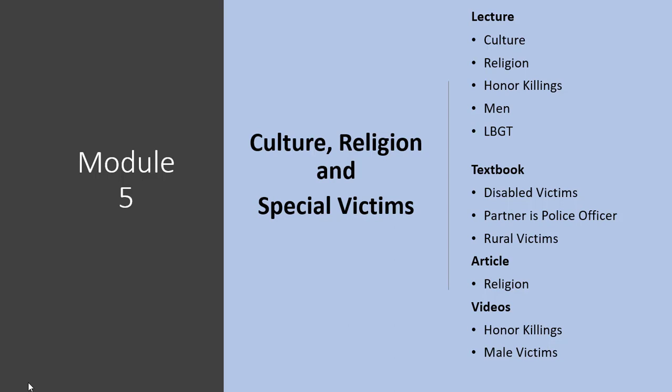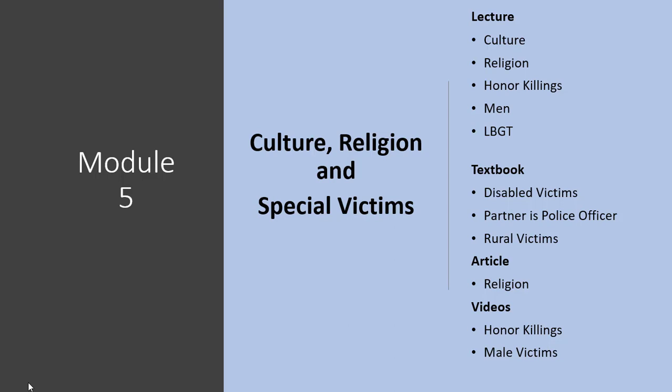In Module 5, we're going to be discussing how culture and religion impact and affect domestic violence or intimate partner violence. We're also going to discuss the impact of domestic violence on some special victims. It's kind of an odd term to use, but it describes very specific populations of people and how those folks suffer the same types of abuse as other victims in the general public. But there's also some special considerations about how they are impacted. In the lecture, we're going to cover culture, religion, honor killings, male victims of DV, and the LGBT community.